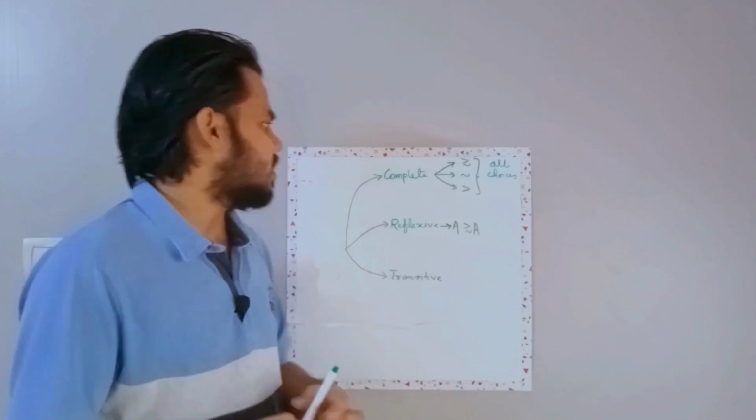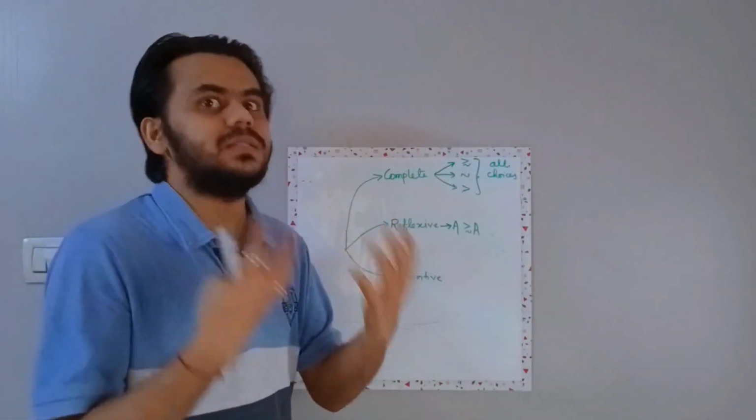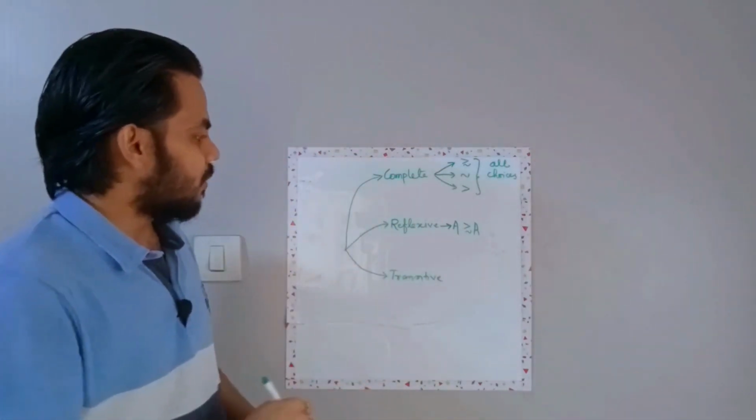Let's first take completeness. Just understand there's something called the reflexive property, which says that any good, or rather any consumption bundle, is at least as good as itself, right? What about the transitive nature?